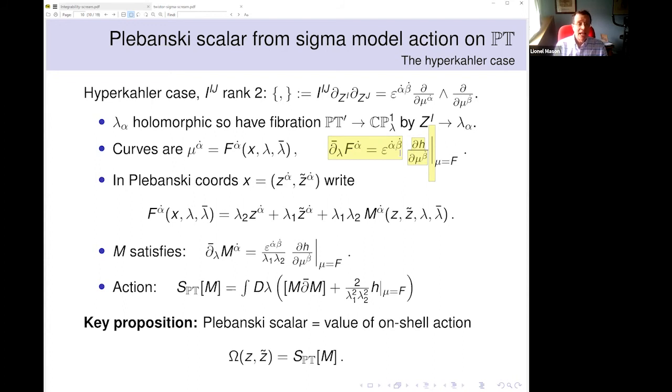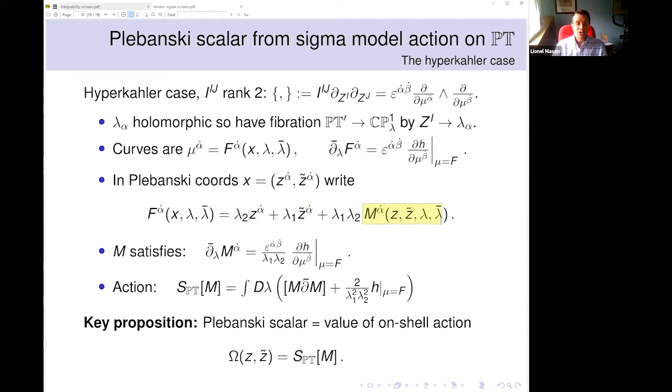In fact, we're interested in specializing to the Plebanski framework. We've got these special coordinates z and z tilde, and we want to adapt our curves to those coordinates. We can do that by saying that z occurs when lambda 1 equals 0, and z tilde is the value of f when lambda 2 equals 0. These are, in some sense, the freely specifiable coordinates that will define the curve. Once we specify those coordinates, we expect there to be a unique curve through those leading order terms at lambda 1 and lambda 2.